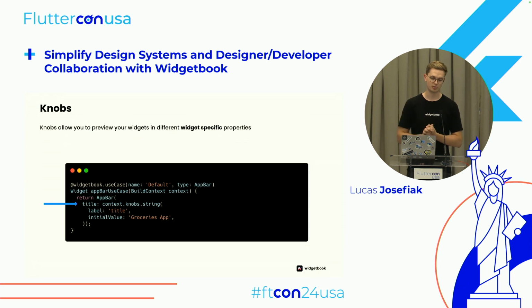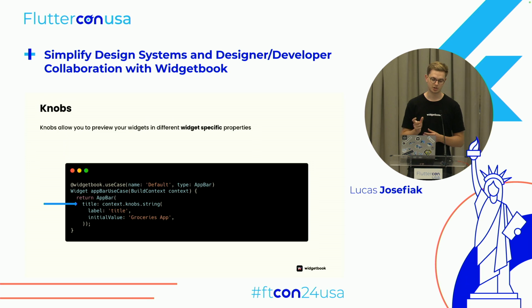Then we also have the chance with the knobs to test widget-specific properties. And this is really powerful, and that's something that we're going to touch later as well, because we can dynamically override all of those properties. And in our case, when we have the app bar here, for example, when you remember again how we started with it, we gave it a fixed string, groceries app, but in this case, we can now, with the knobs, decide no, it can dynamically be overwritten.